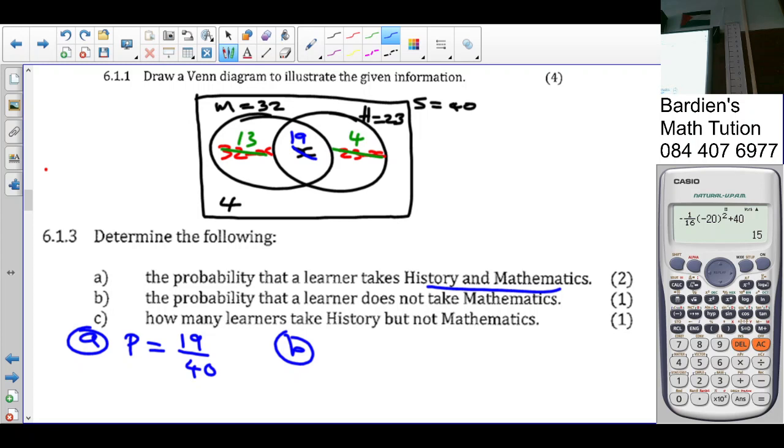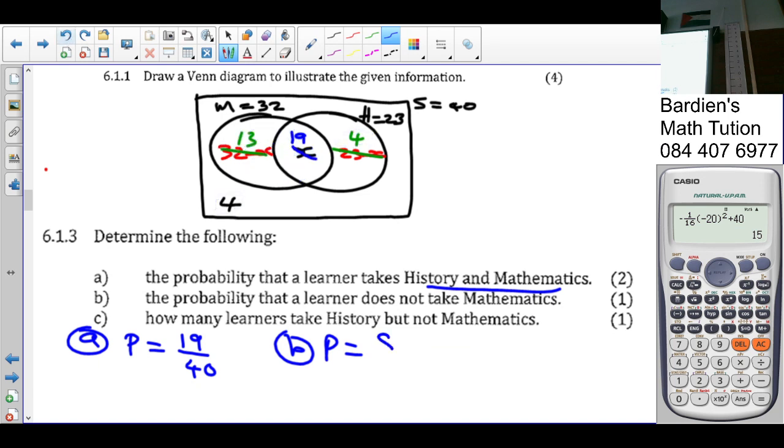B. The probability that the learner does not take mathematics. 4 or 8? What do you think? 8. Why 8 and not 4? He doesn't say take a subject but does not take maths. Then it would have been 4. Not so. Since he didn't specify, he just specified not mathematics, so we close mathematics and I'm left with 8.